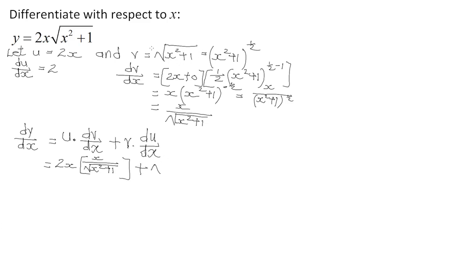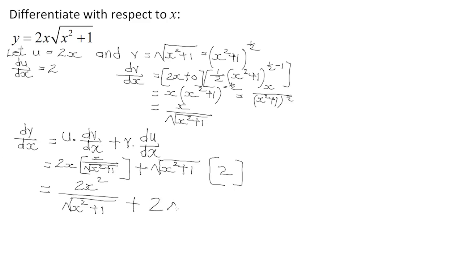Obviously, v was given as the square root. You give it the way it was given. You only need it in standard form for the derivative. And then 2. And we can just write it in a nicer form. This is 2x squared over the square root of x squared plus 1 plus obviously 2 times the square root of x squared plus 1. That's the final answer.